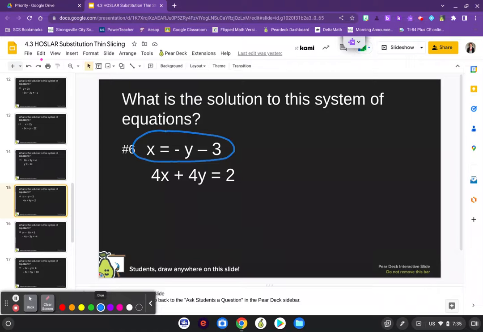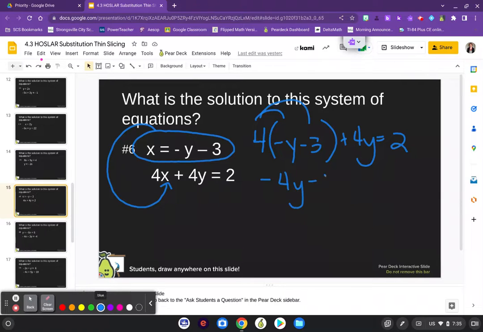If x is equal to negative y minus 3, I can replace x in the other equation with what it's equal to. X is equal to negative y minus 3. So I'm going to replace x with that, and then I'm going to keep rewriting that entire equation. I'm going to distribute. I get negative 4y minus 12 plus 4y equals 2.